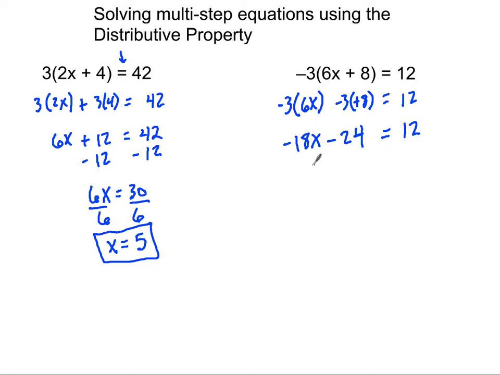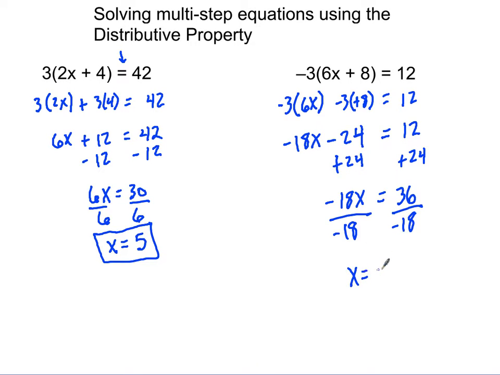Okay, and then you would add 24 to both sides. Add 24. So -18x equals positive 36. Divide by -18. And x equals -2.